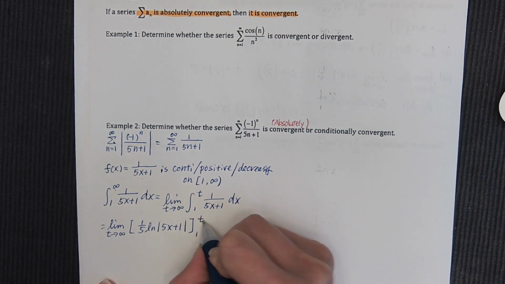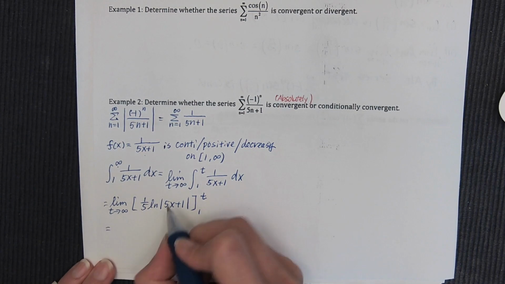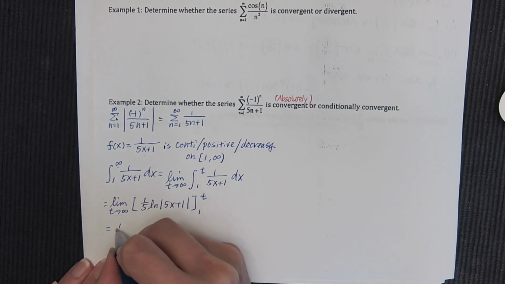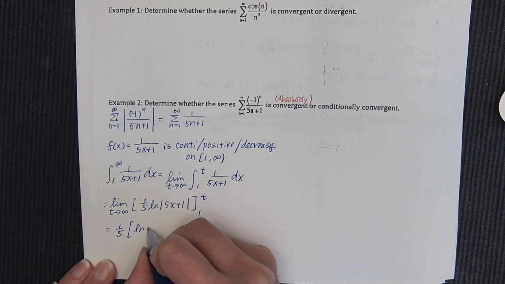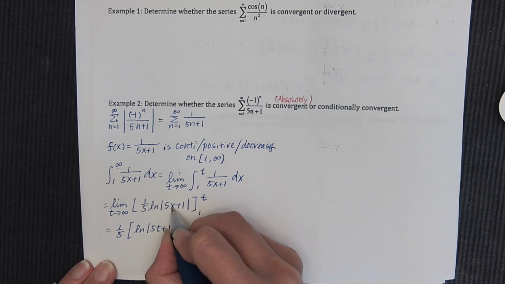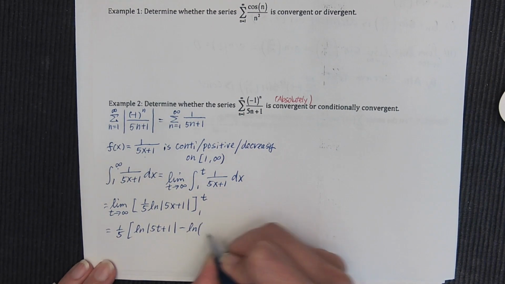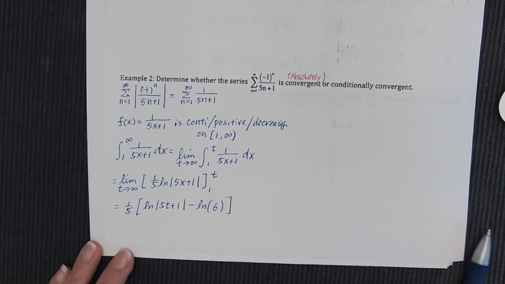Okay, from 1 to t. Alright, so it's almost there. I'm going to plug in: 1 over 5, natural log of 5t plus 1, then subtract, plugging in the 1, natural log of 6. Right, I plug in the t.